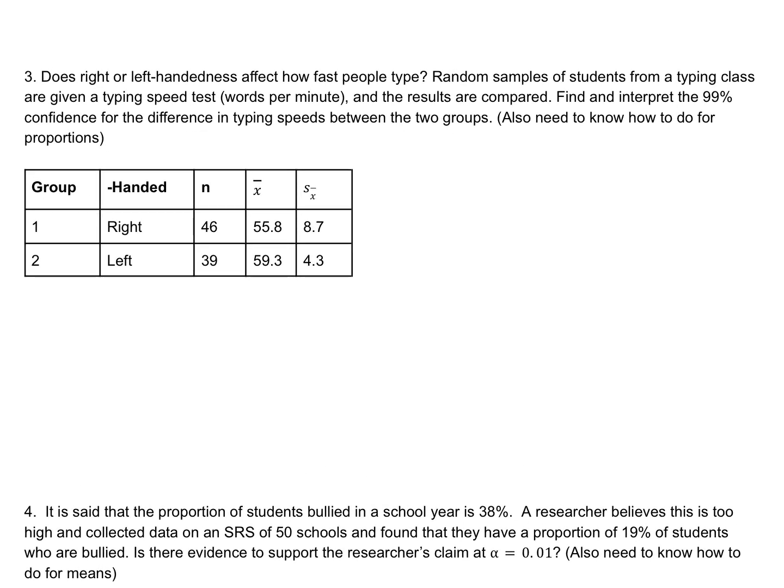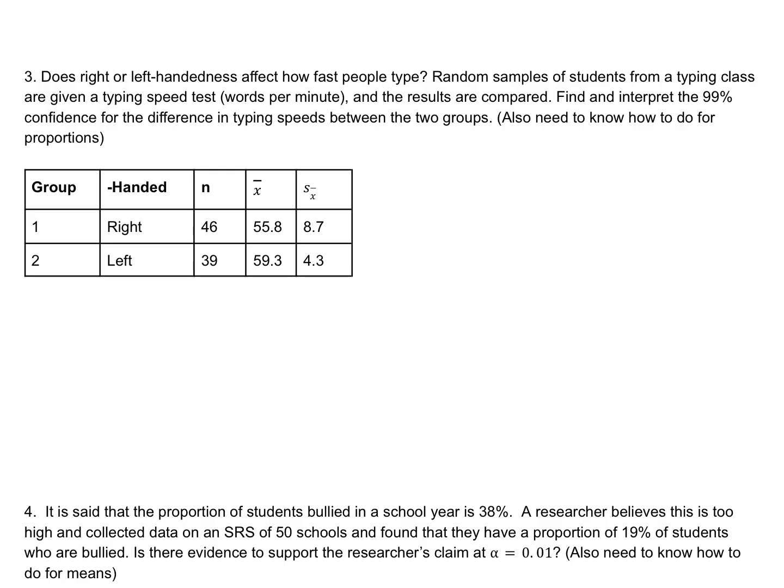Next problem says, does right or left-handedness affect how fast people type? Random samples of students from a typing class are given a typing speed test in words per minute, and the results are compared. Find and interpret the 99% confidence interval for the difference in typing speeds between the two groups. So this is a difference in means confidence interval. So you also have to know how to do a difference in proportions.